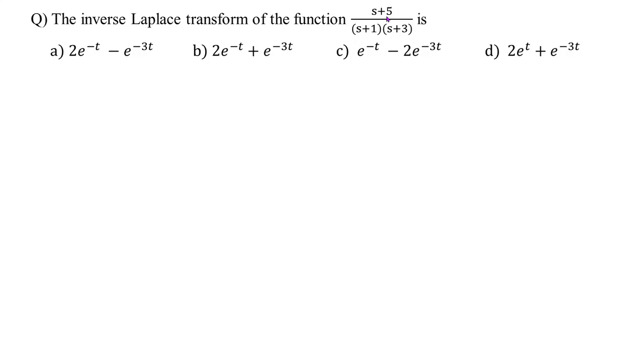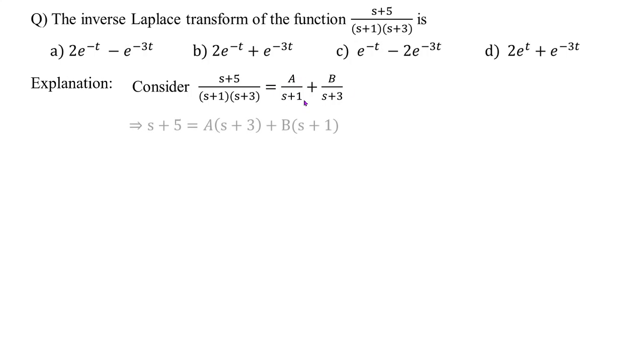As this function is a rational function, we will first opt for the partial fraction method. So we can get the answer very easily. So let us see how we can get the answer. Consider this function. The denominator is already factorized into linear factors. So we will write the partial fractions and then find the values for A and B, which we know very well how to get. On applying the set process, we get A as 2 and B as minus 1.